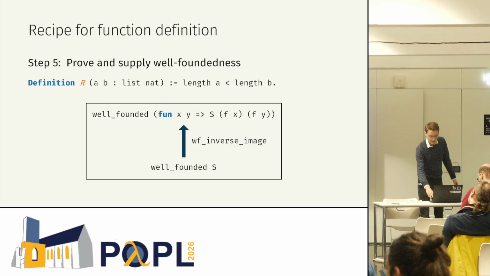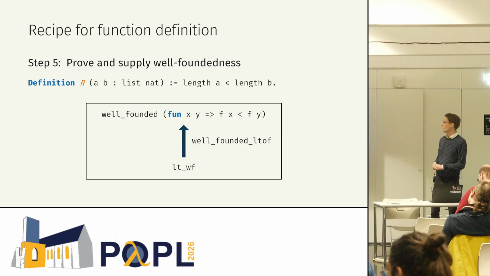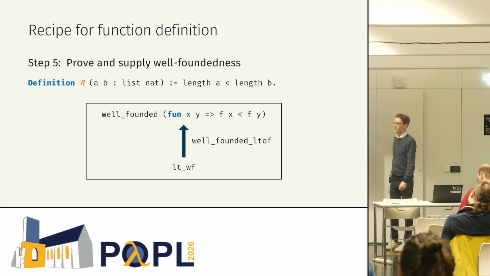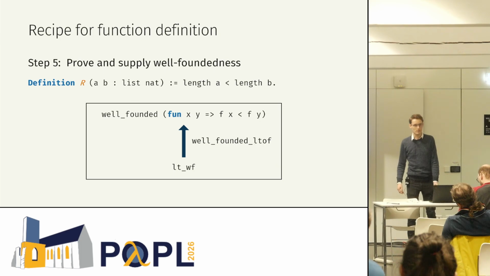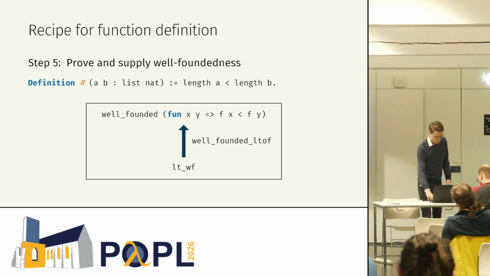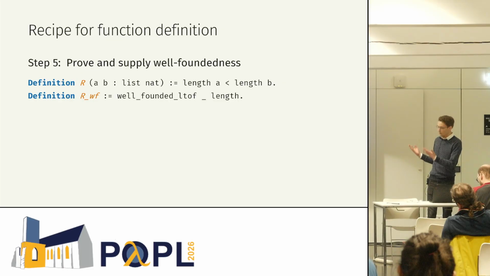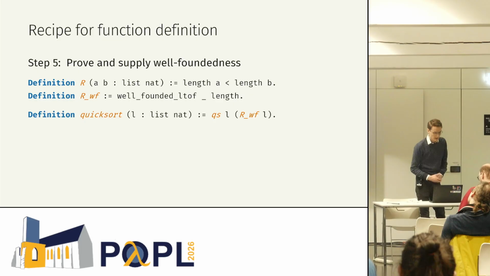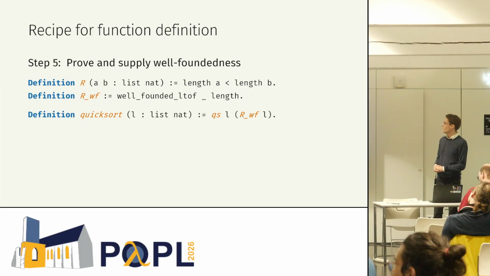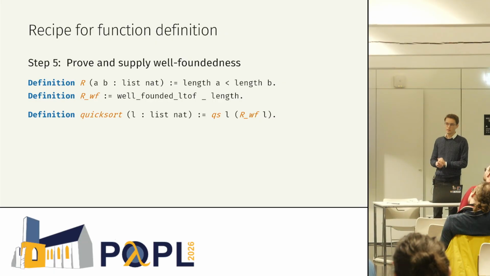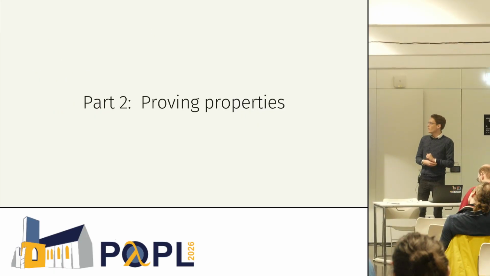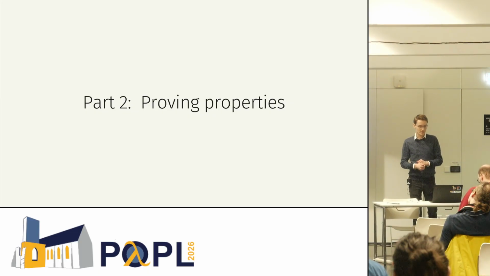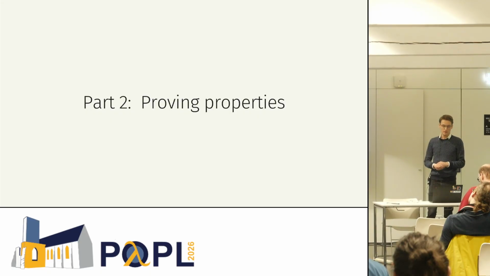And actually this case occurs so often that there is a specialization in the standard library as well, which precisely substitutes the less than relation for S. So that's what we'll use here. We have, in one line, the well-foundedness of our relation, and then we can fill it in, and we have a nice, clean definition of quicksort, which is accepted. So, of course, the next step would be to do something useful with this.